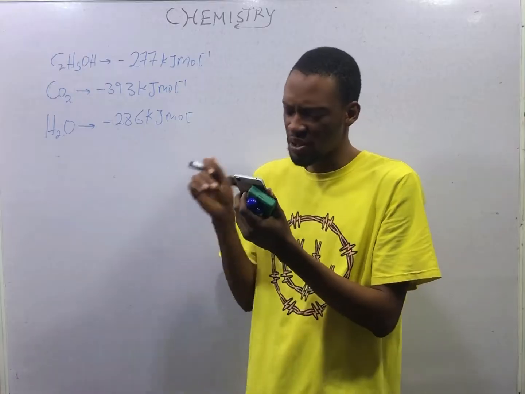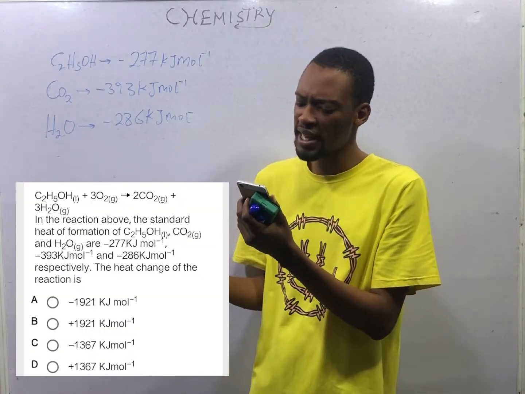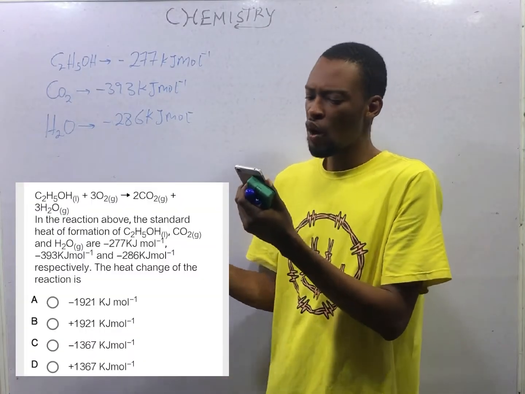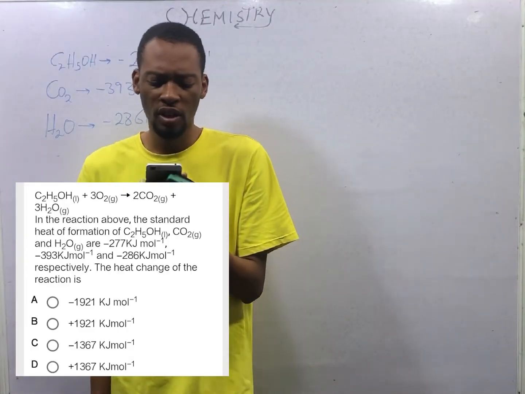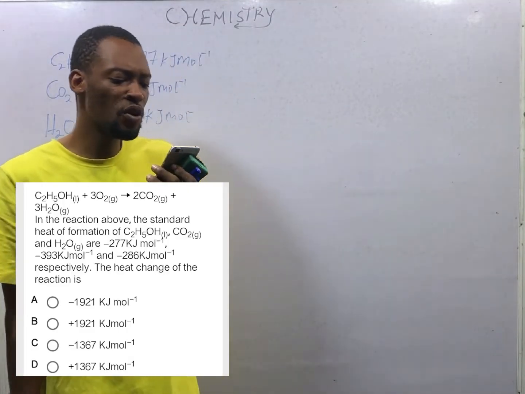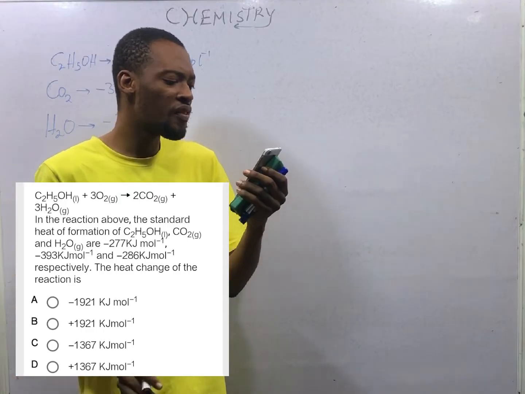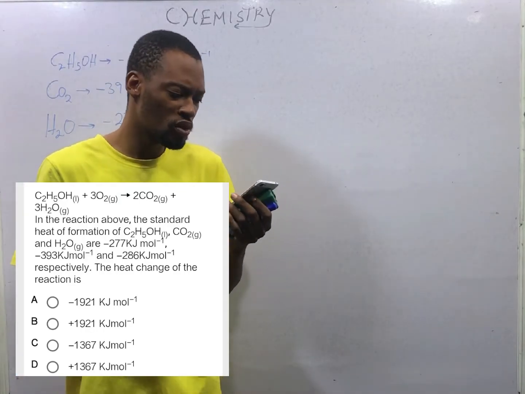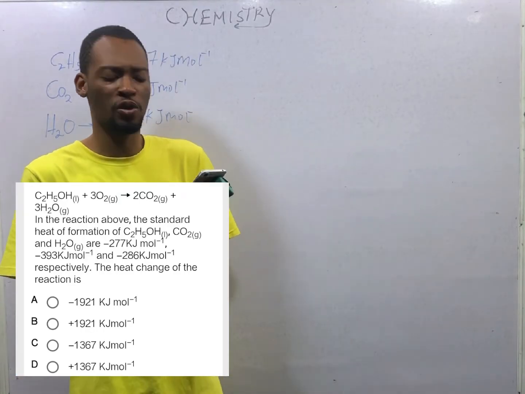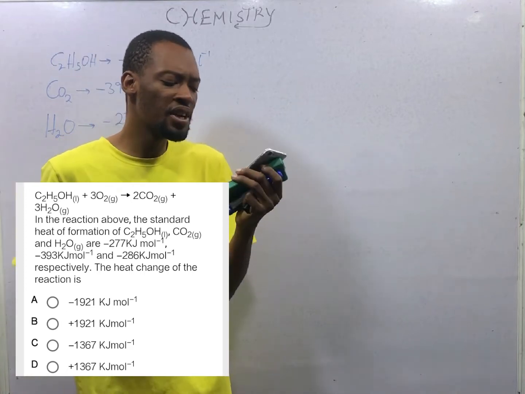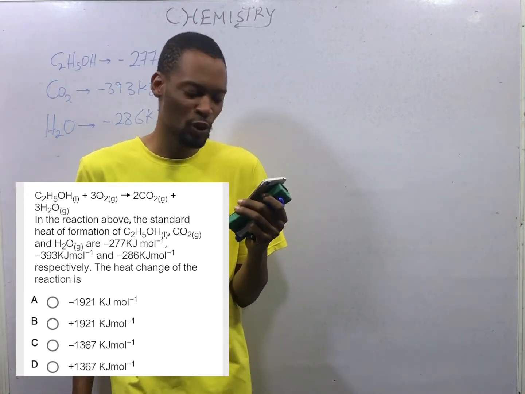Ethanol reacts with oxygen to give us carbon dioxide and water. 1 mole of C2H5OH reacts with 3 moles of O2 to give us 2 moles of CO2 and 3 moles of H2O.